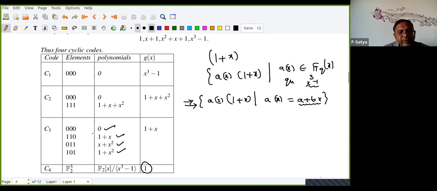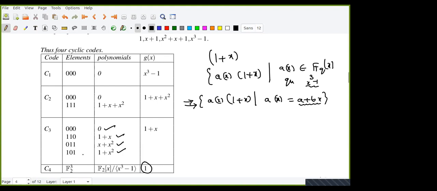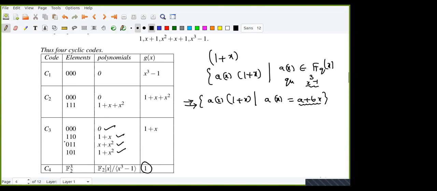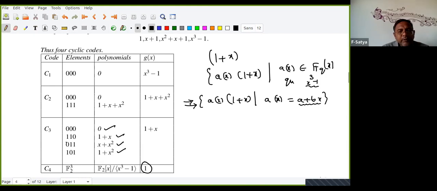0 means 0, 0, 0. 1 plus x means 1, 1, 0. x plus x square means. Okay, yes, I understood, I proved it. So these are the things. So is this a cyclic code? Yes, right. You can check that all of the cyclic shifts are there.